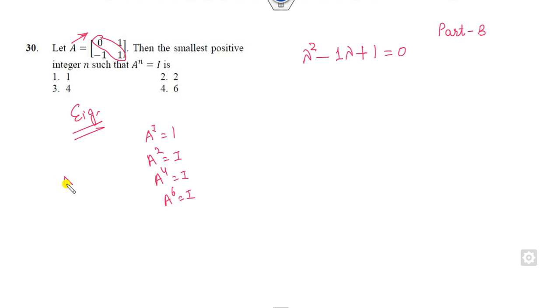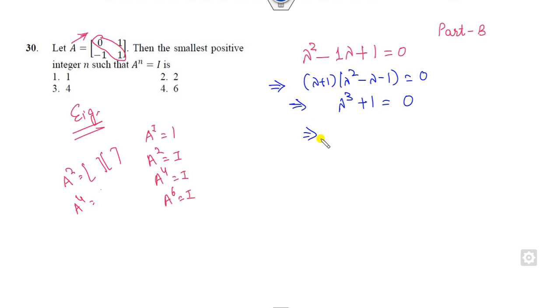The first method is to find A square by matrix multiplication, then find A4 and check which one is correct. But what is the shortcut trick for you? Have you thought about any formula, any identity which relates to this? If I multiply this by lambda plus 1 on both sides, what is that? This is nothing but this. So what is the meaning of that?